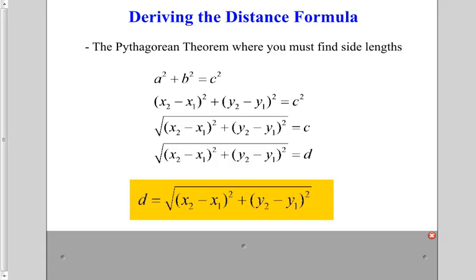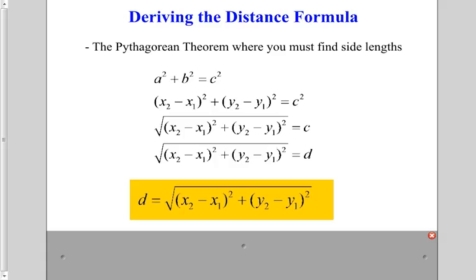Well, now we're on a graph, so we have x coordinates and y coordinates. So if we take x2 minus x1 squared, that's like a squared. If we take then our y coordinates, so plus y2 minus y1 squared, that's like looking at our b squared. And all that's going to equal the length of that third leg, the hypotenuse, c squared.